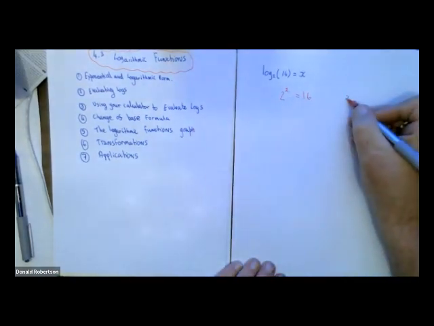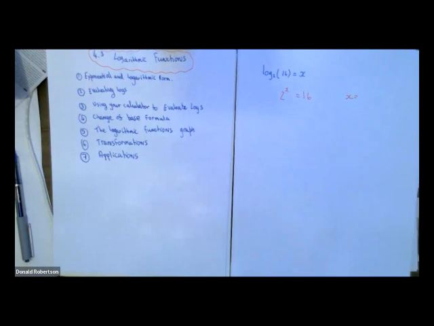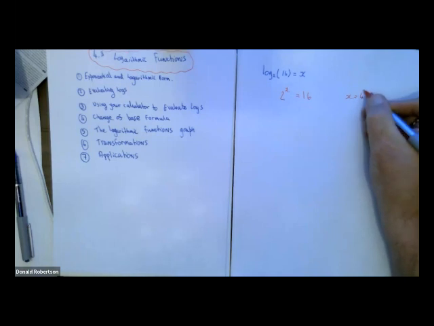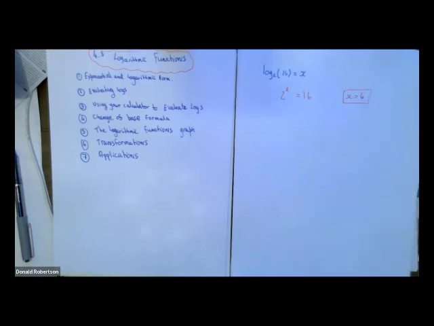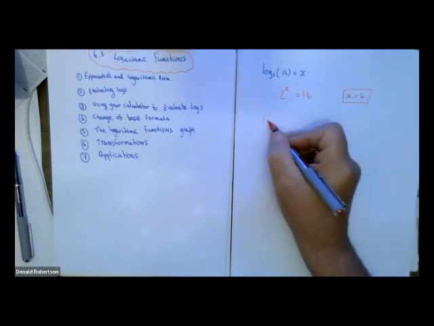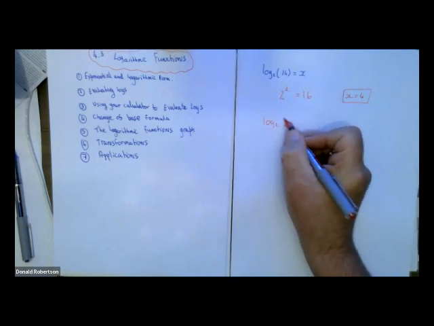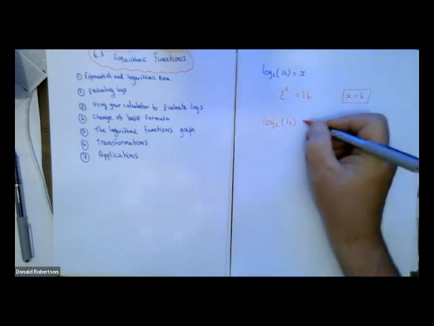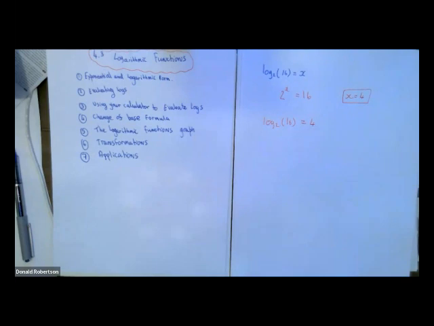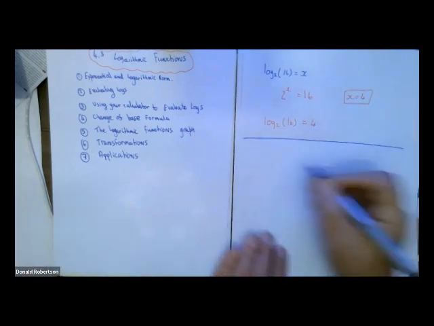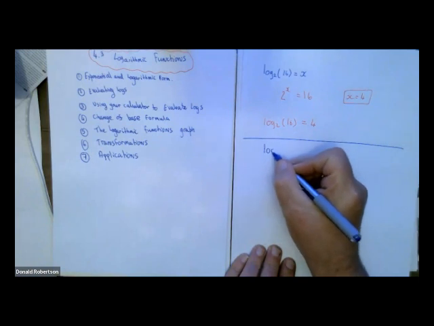And then you should be able to, with a little trial and error, figure out what x is. Well, 2 to the power of 3 is 8, so 2 to the power of 4, there you go. x is 4, which means we now know that the log to the base 2 of 16 is equal to 4. Well, that one's pretty straightforward. Let's make it a bit harder.